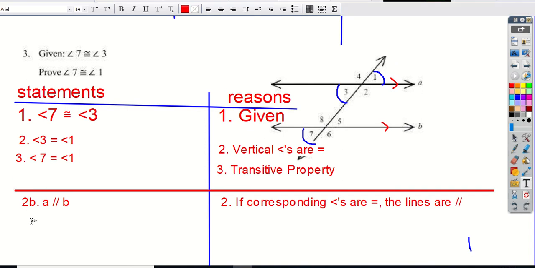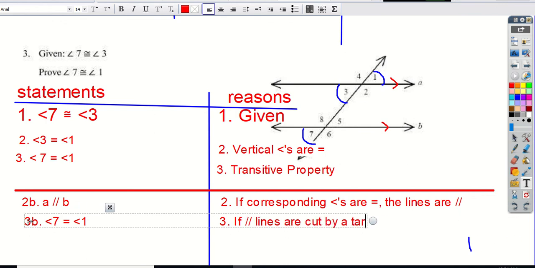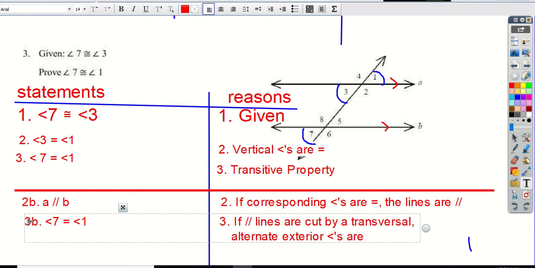Now we can say what we wanted to prove, which we'll call 3b: angle 7 is equal to angle 1. And now we have to use our parallel line statement, except we have to switch it. So now we're not going to say if the corresponding angles are congruent. We're going to start with if the lines are parallel. But it's a little different this time. We're going to say parallel lines are cut by a transversal. Then what type of angle pair do we have again? Good. Alternate exterior angles are congruent.